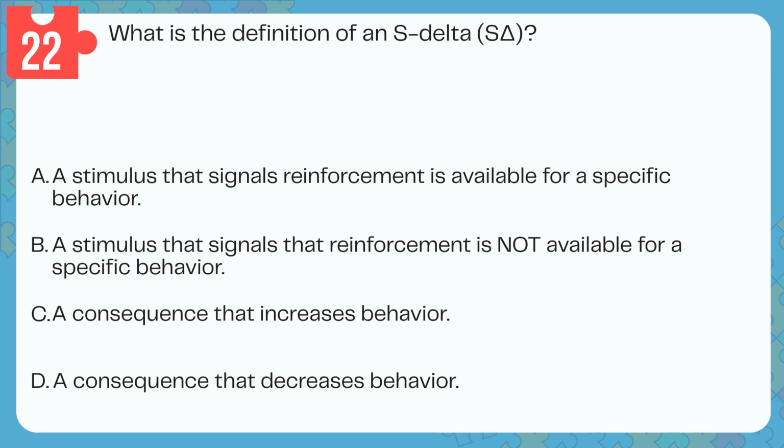Question 22. What is the definition of an S delta, SΔ? A, a stimulus that signals reinforcement is available for a specific behavior. B, a stimulus that signals that reinforcement is not available for a specific behavior. C, a consequence that increases behavior. D, a consequence that decreases behavior.